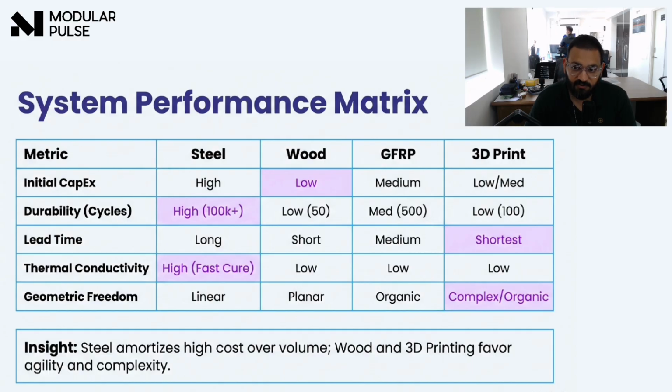I want you to screenshot this slide. That is the trade-off matrix. Notice the relationship between capex, which is initial cost, and lifespan. Steel hurts your wallet on day 1, but is costing peanuts on day 1000. Wood is cheap on day 1, but if you try and use it for day 100, you will be rebuilding it, and your labor costs will skyrocket. GFRP sits in the middle. It's a balance point between geometric freedom and durability.